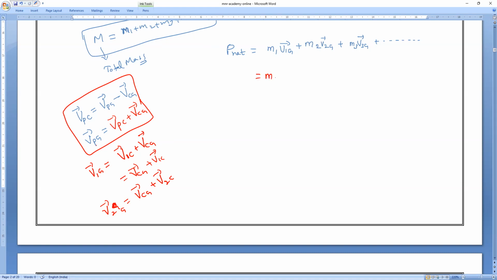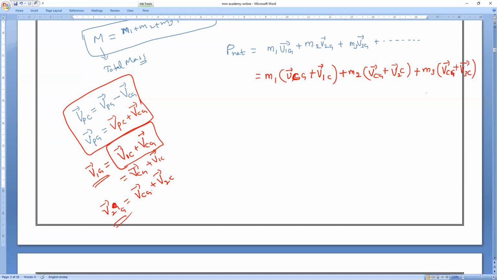In place of M1 times the velocity of particle 1 with respect to ground, I write M1 times the velocity of the center of mass with respect to ground plus the velocity of particle 1 with respect to center of mass. Plus, second, M2 times V2G, which is the velocity of the center of mass with respect to ground plus the velocity of the second particle with respect to center of mass. Plus, same way, M3 times the velocity of the center of mass with respect to ground plus the velocity of the third particle with respect to center of mass, and so on.